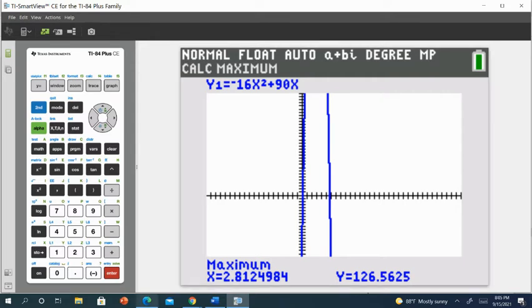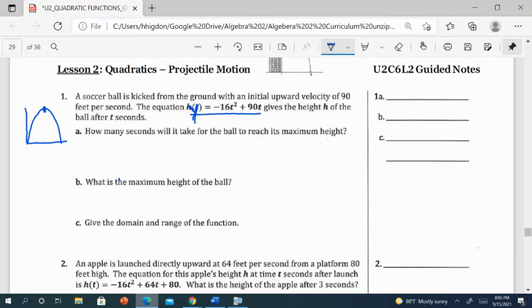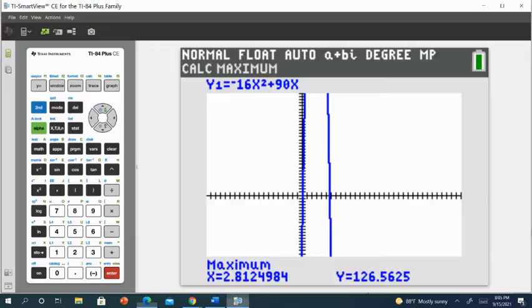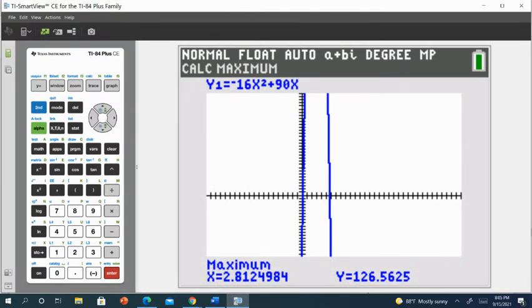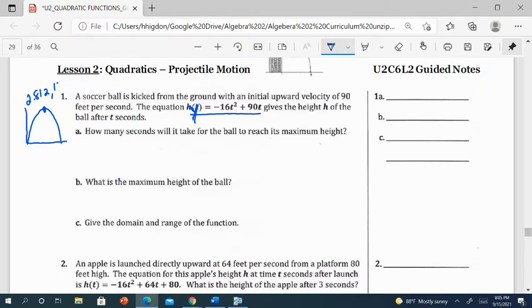So let me go back to my notes here. So this top point we said was 2.812 and 126.563. Okay, so what does that mean? That means this is my seconds and this is my height. This is my time and this is my height.